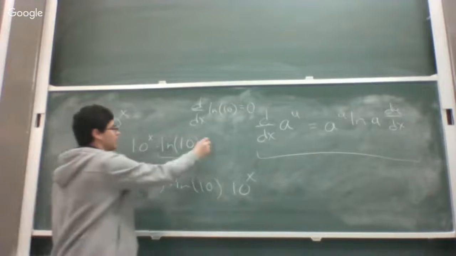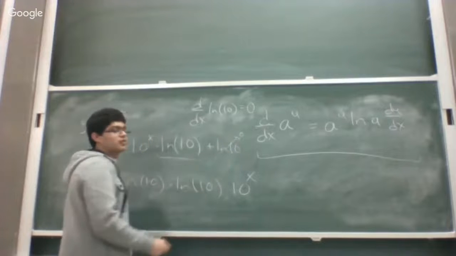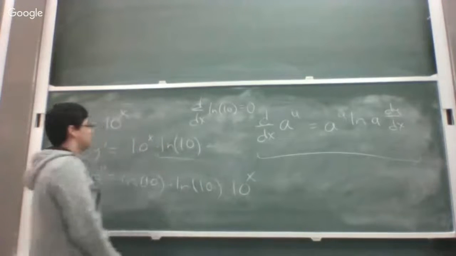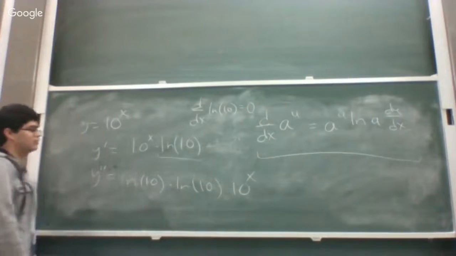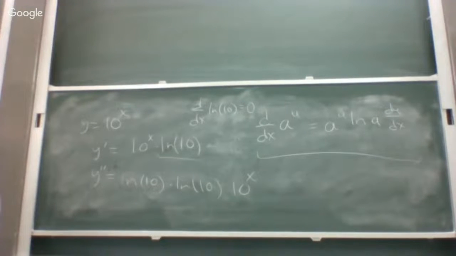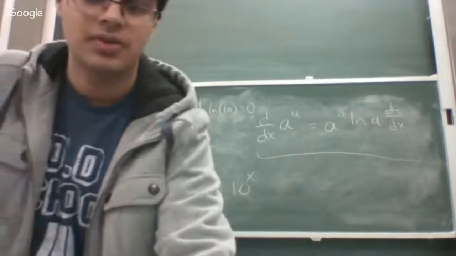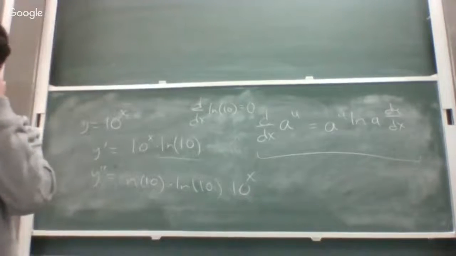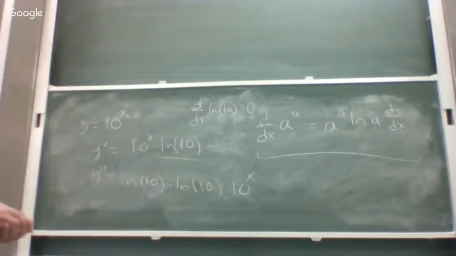So if I had plus natural log of 10 here or something, then the derivative would be 0. Okay? So yeah, if you were to take the derivative of this again, it would be natural log of 10 quantity squared times 10 to the x. And then that would keep on going up and up and up. Make sure you guys understand that, because that's just very basic. So let's do a tougher one.